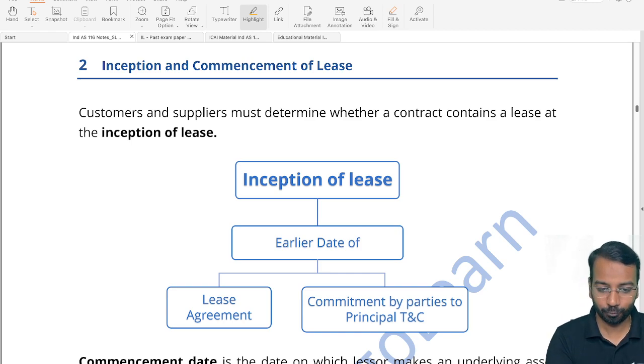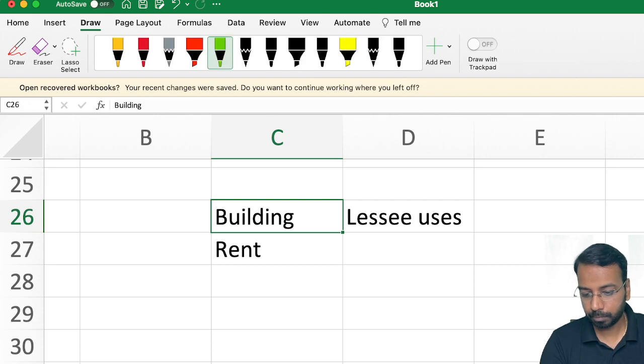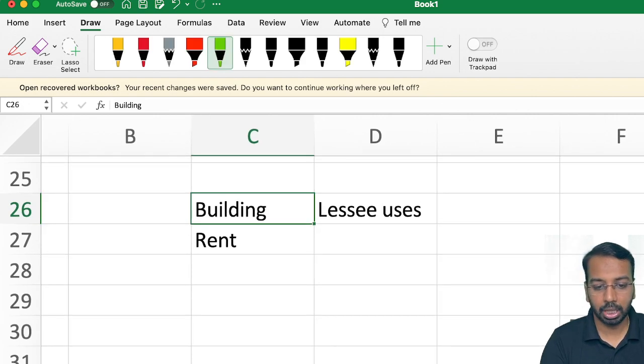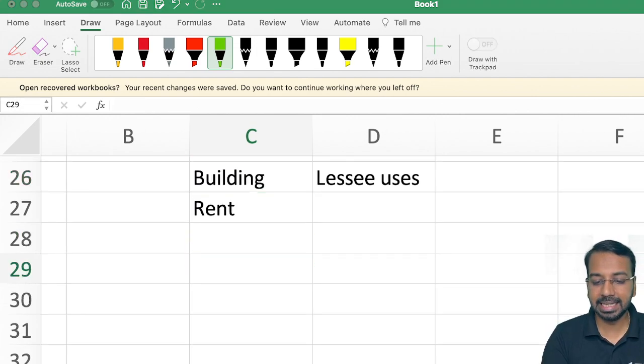Now please understand, the next step that we are going to learn is accounting. Now we will have a framework of how we are going to account for leases when it comes to the standard Ind AS 116.